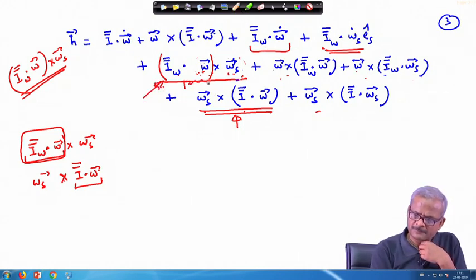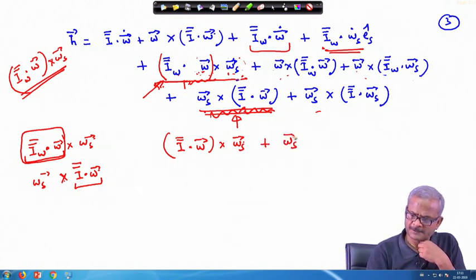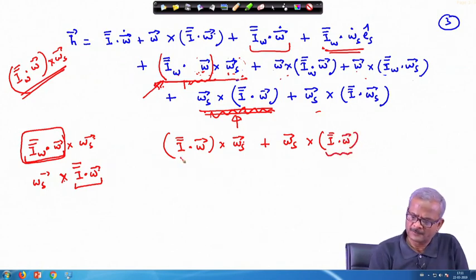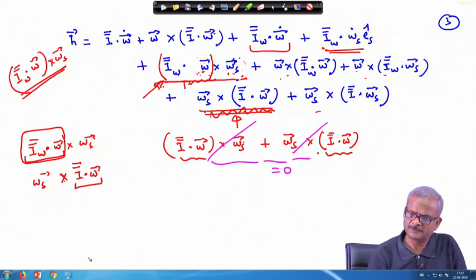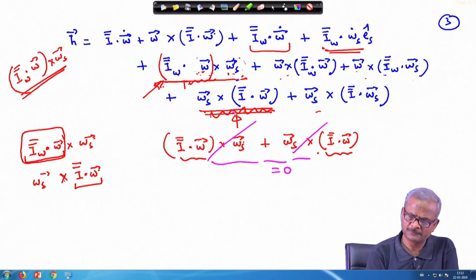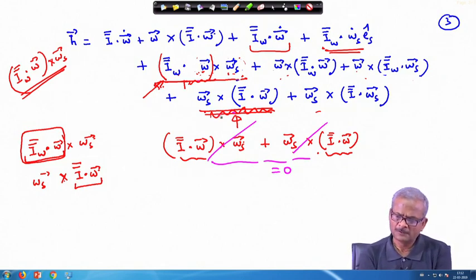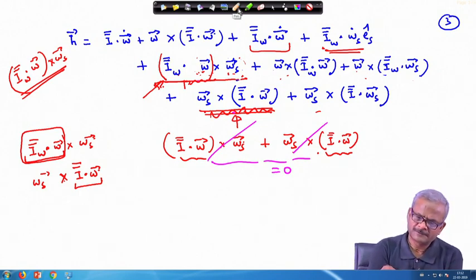So, this term and this term, if we compare omega cross omega s, and from this place if you write here omega s cross. So, this is a vector, this is also a vector. You can see that their order has been reversed, okay, and therefore they cancel each other and this makes it 0. So, these two terms we are going to get rid of, and then rearrange the things.